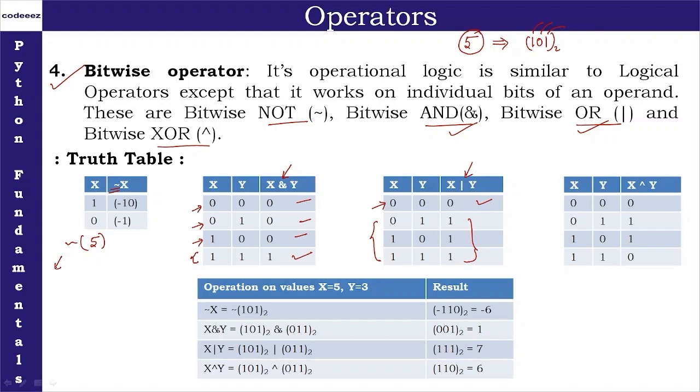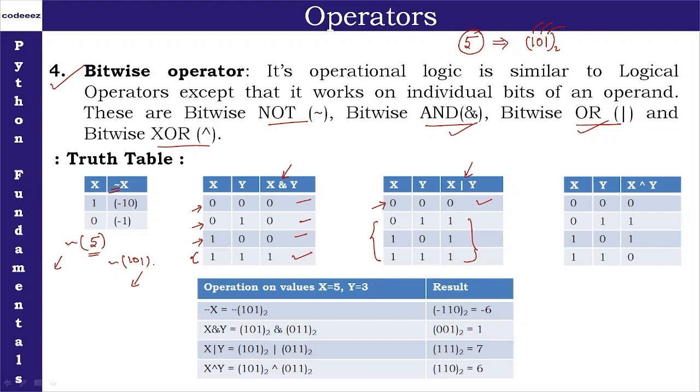First of all, the value 5 will be converted into binary form, and then this bitwise operator will be applied. So here what will happen is it will simply convert 101, that is the binary form of 5, into its ones complement. So the moment it converts it into ones complement, what we will get is that all the bits will be reversed.